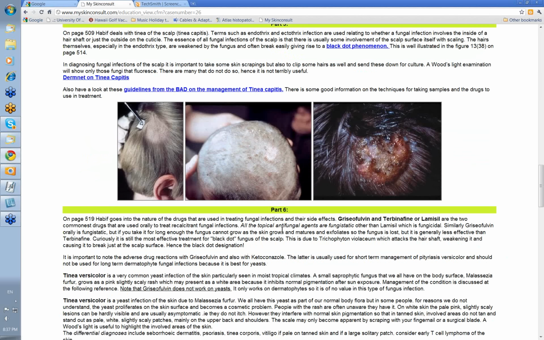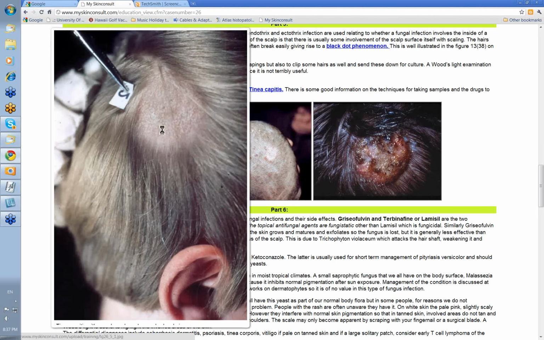Now, we said before that dermatophyte fungi live in keratin, and hair is solid keratin, so you're going to get tinea infections of the scalp. Look at this one here. The hair, first of all, it's a red scaly disorder, so scrape it. But the hairs have been broken off at different levels because the hair shaft is involved by the fungus that weakens it, and so the hair breaks. So you'll find hair here at different levels.